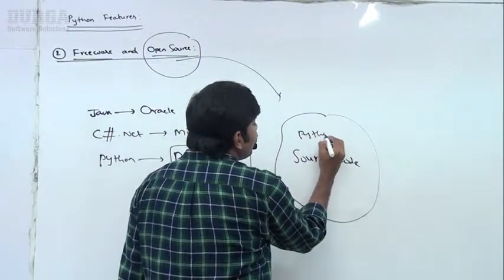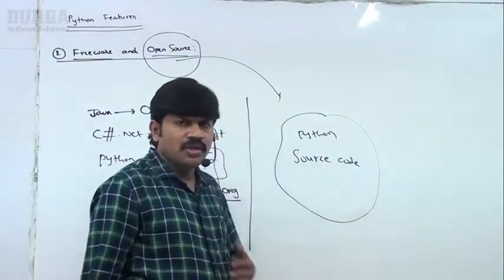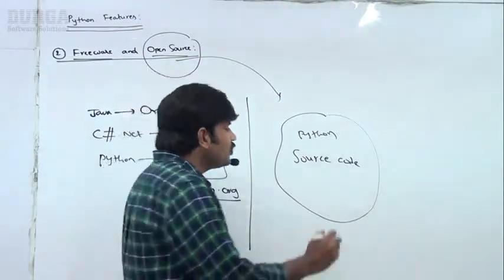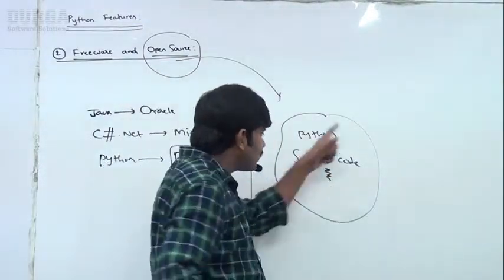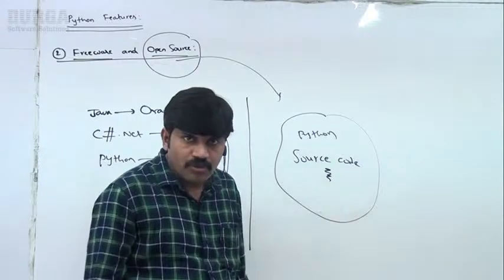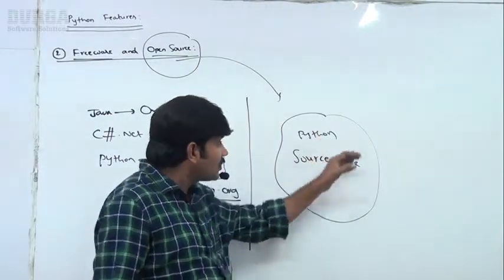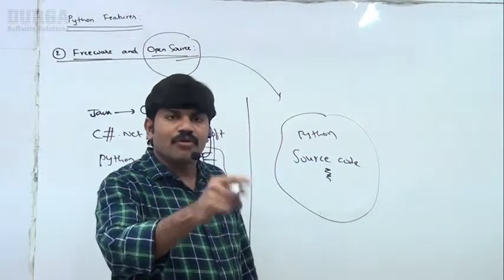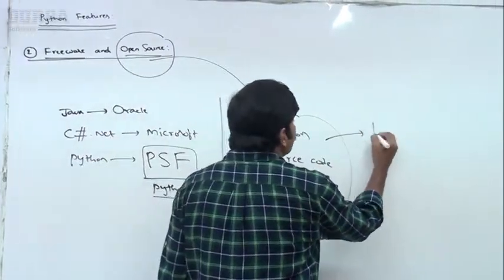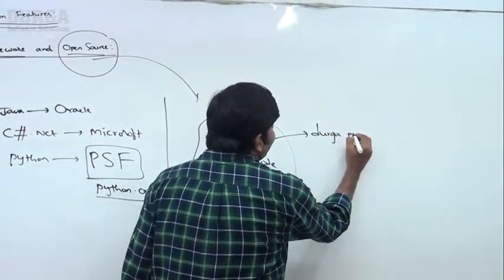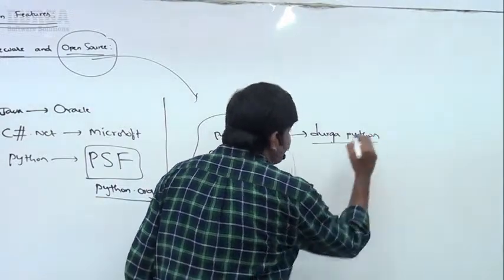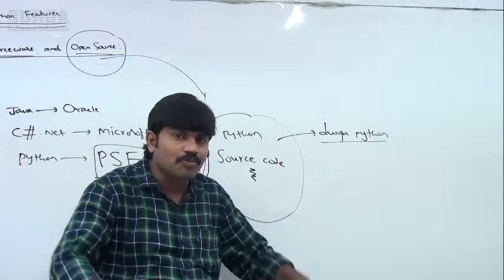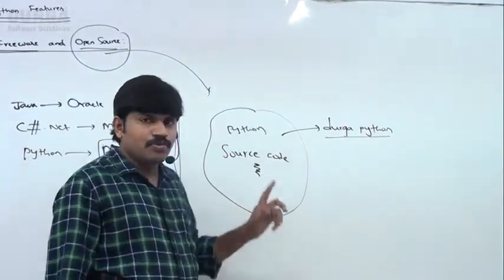I feel that this source code is not going to fulfill my requirement. Then what I will do is make some changes. I will customize the source code, and I can use this customized version of Python to fulfill my requirement, right? Now for this Python, I want to use Durga Python. So customization of Python is possible because of open source.